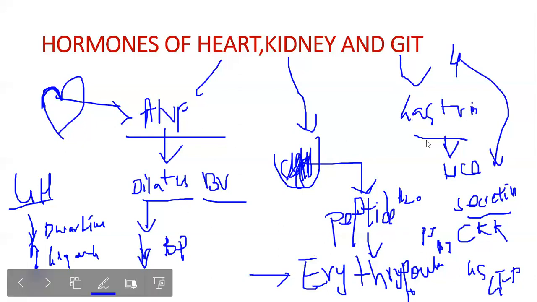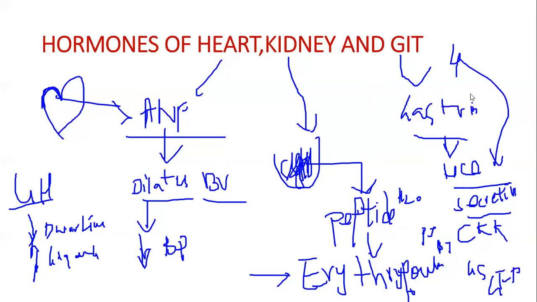And now coming to the gastrointestinal tract, there are 4 types of hormones. Gastrin, which is responsible for HCl secretion. Secretin, which maintains water and electrolyte balance. Cholecystokinin, which helps in production of pancreatic juice and bile juice. And gastric inhibitory hormone, which inhibits the gastric secretion and motility.